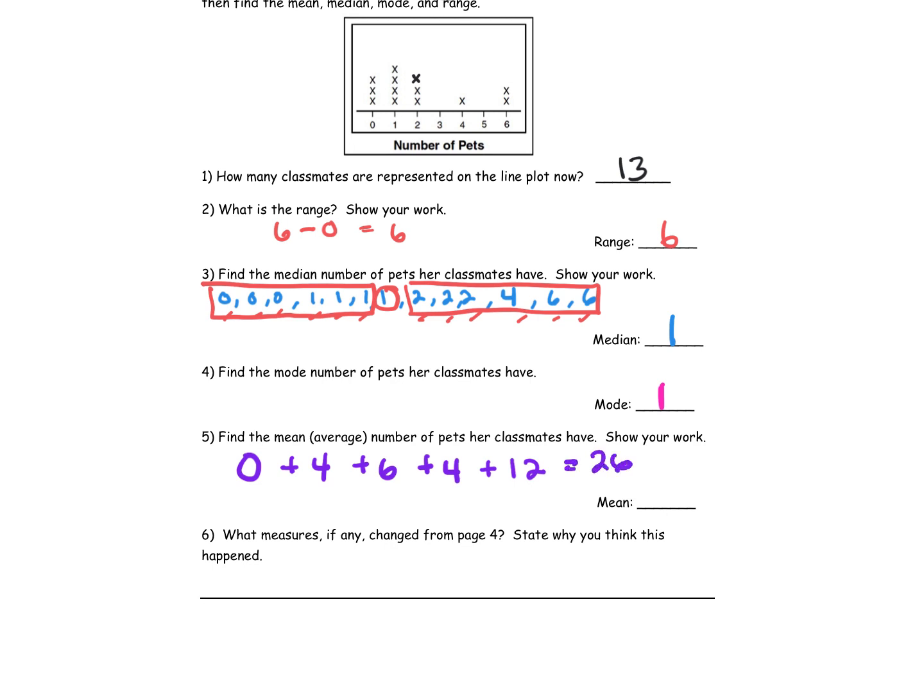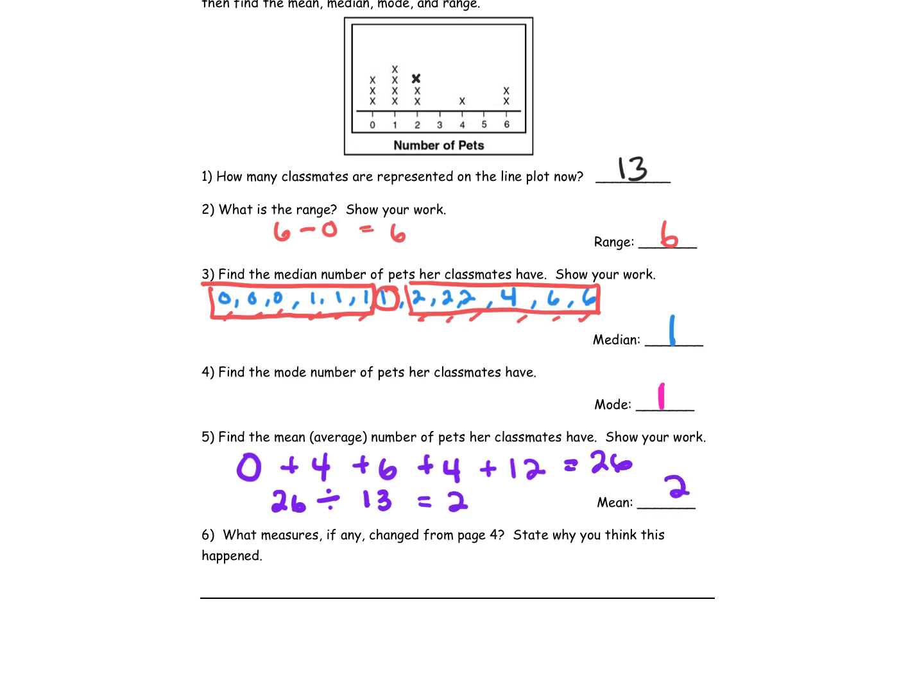And if you recall, we take that sum or total and we divide it by the number of data items, which in this case, there are 13 classmates that answered, so we're going to divide by 13, and if we count, we would also get 13 numbers, and the mean is 2.